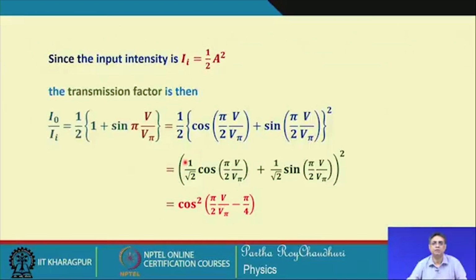Here we have used 1 by root 2 equal to cosine pi by 4. So cosine pi by 4 cosine of this theta plus sine pi by 4 sine of this theta, put together, gives you cosine square of this. So, beautiful, you can see that this transmission factor is now a cosine square function of this quantity.